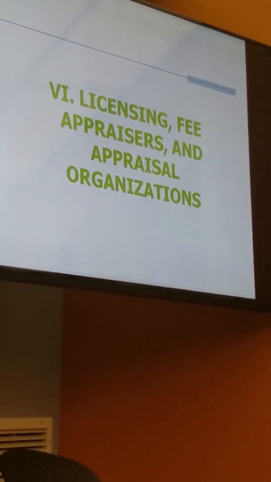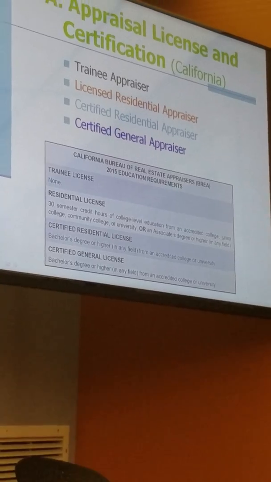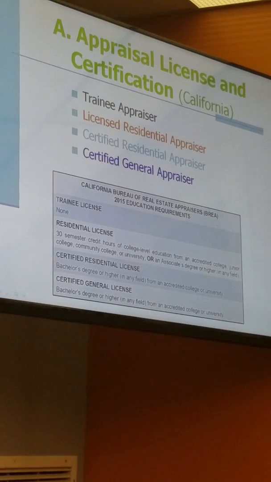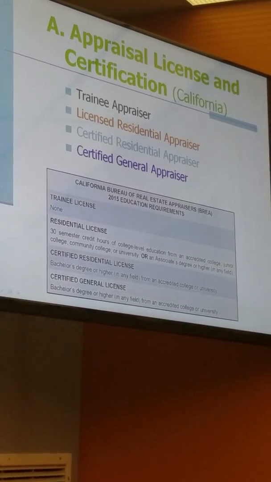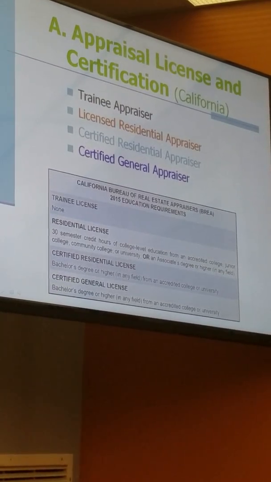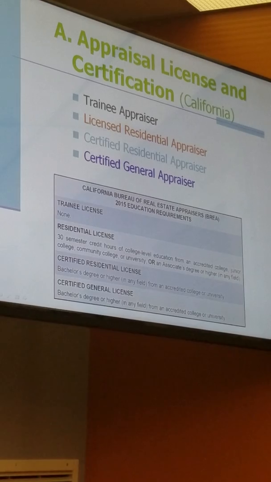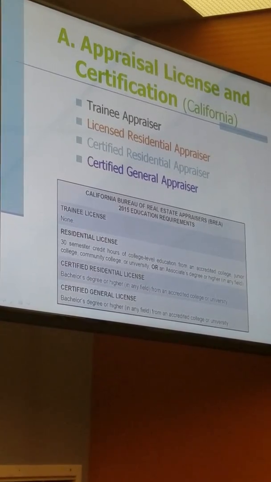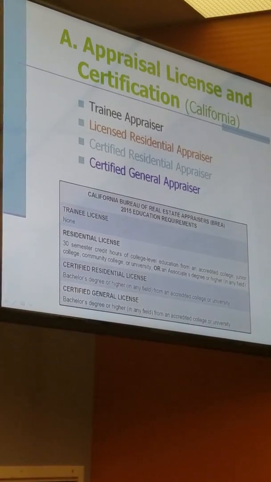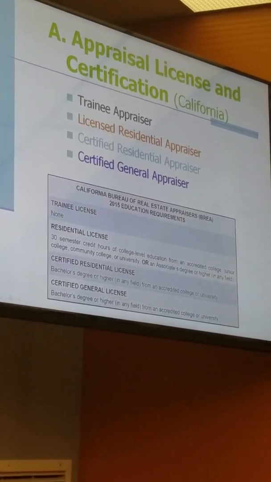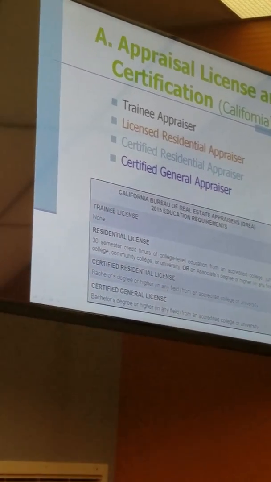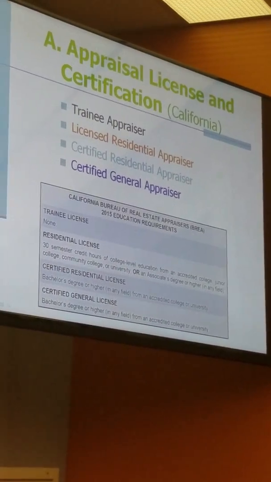So licensing fee appraisers and appraisal organizations. So in California, you can be a trainee appraiser, a licensed residential appraiser, certified residential appraiser, and a certified general appraiser. These are the 2015 requirements. A trainee license is none. A residential license, you need 30 semester credit hours of a college level education from an accredited college, junior college, community college, or university, or an associate's degree or higher in any field. To get your certified residential license, a bachelor's degree or higher in any field from an accredited college or university, and then a certified general license, these same requirements as well.